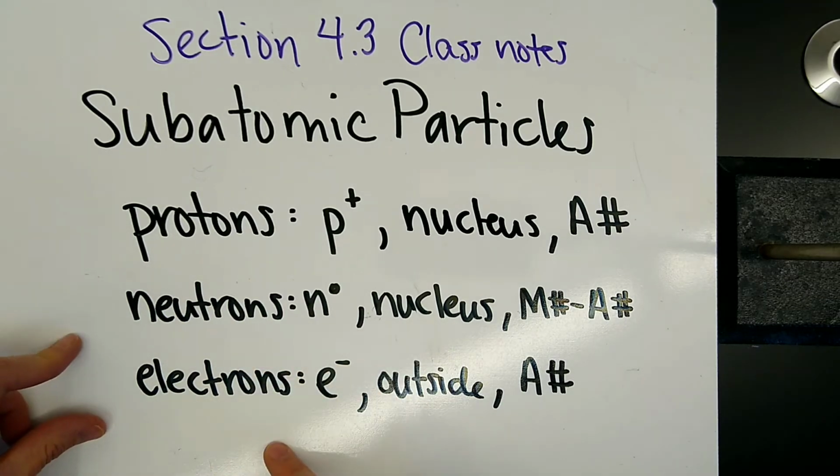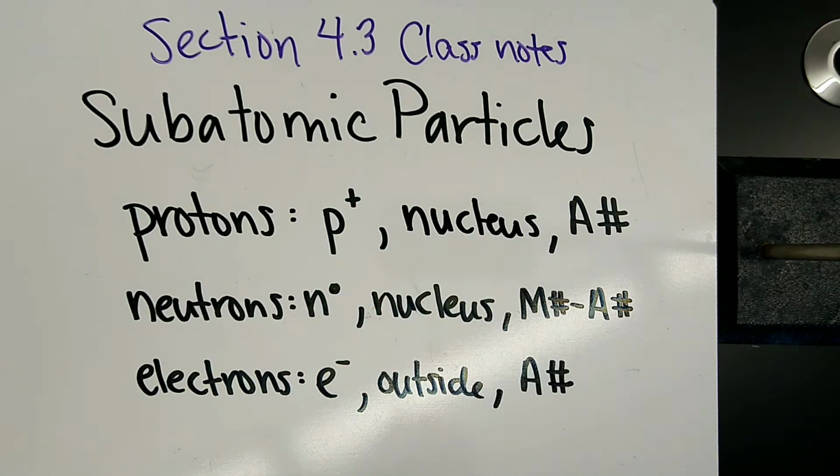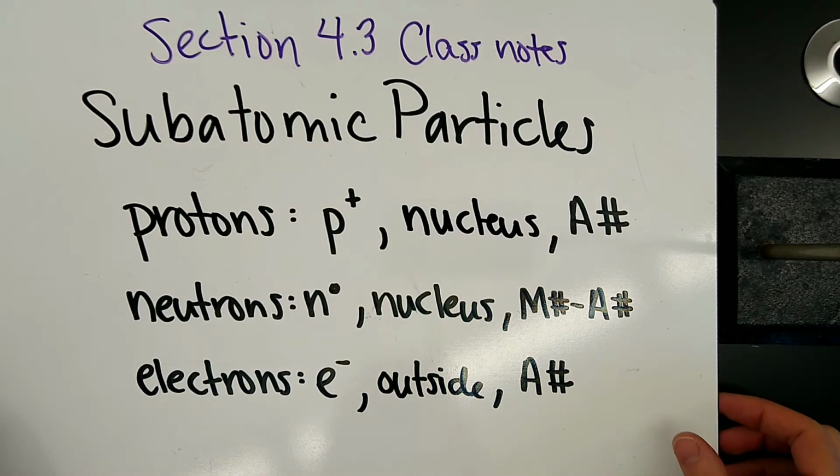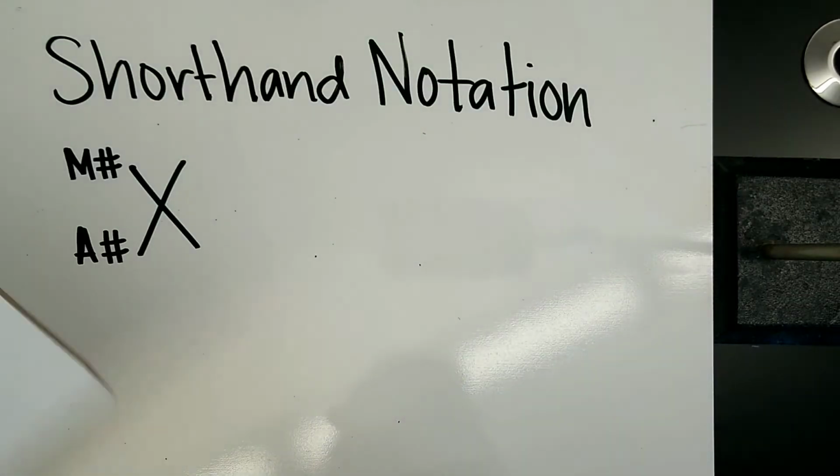And then electrons are going to balance our protons because the positive and negative charges of these two particles need to balance in order to have a neutral atom. Okay? So this is where we're starting, and then we're going to learn about something called shorthand notation.